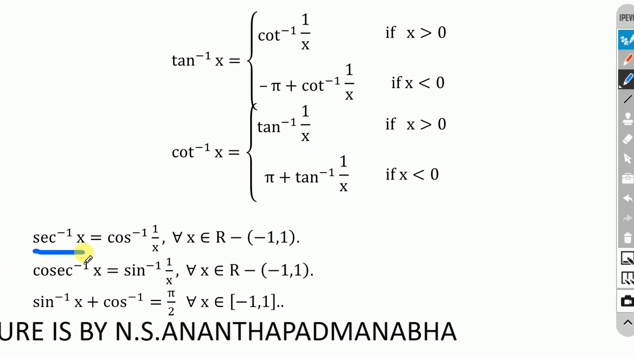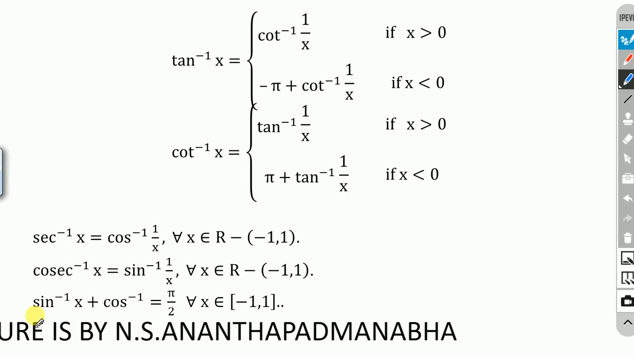And secant inverse x is cos inverse of 1 by x for all x belonging to R minus the open interval minus 1 to plus 1, and cosecant inverse x is sin inverse of 1 by x for all x belonging to R minus the open interval minus 1 to 1.